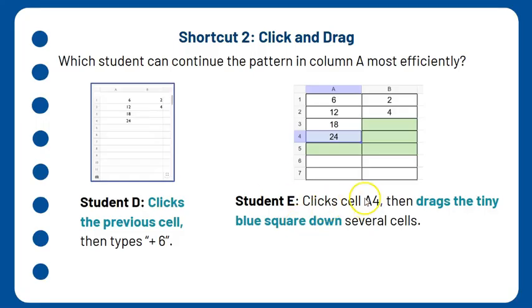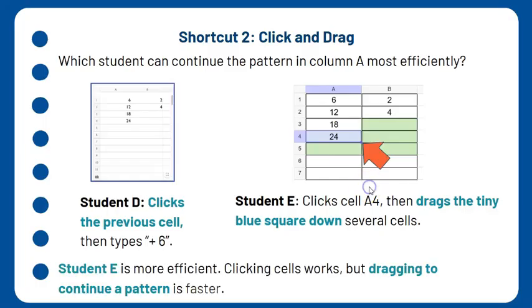Student E clicks cell A4 and then drags the tiny blue square down several cells. Here is the little blue square student E used. By dragging it down, student E was able to extend a set of operations to additional cells in the spreadsheet. Student E is more efficient. While clicking cells is a good strategy, anytime you need to repeat a mathematical operation several times, continuing a pattern by dragging in a spreadsheet is a good choice.